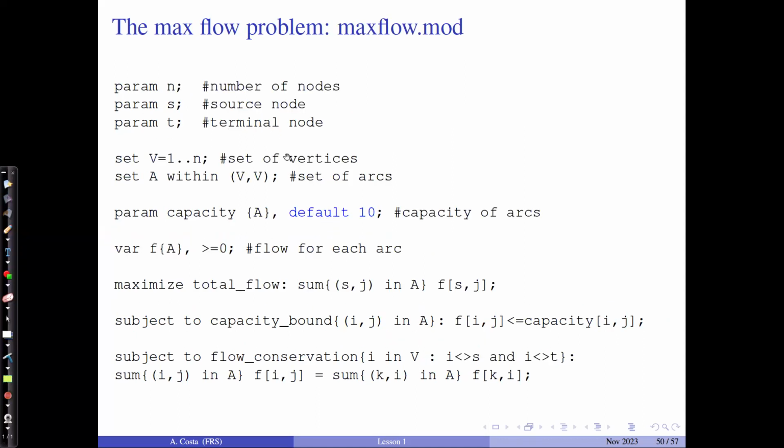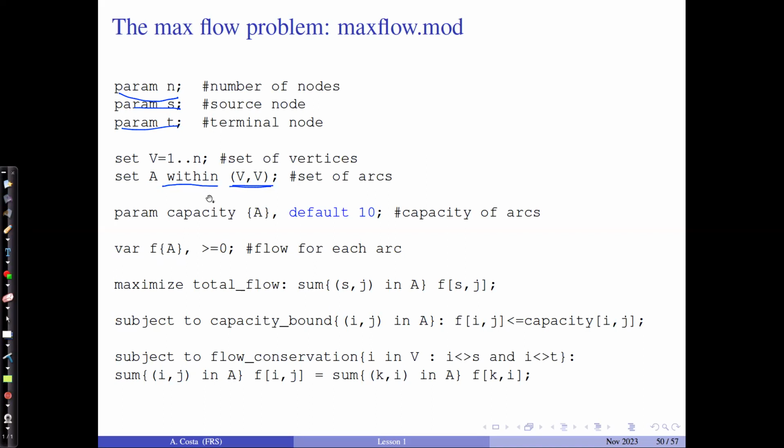So how do we write the model? Well, we have parameters n, s, t, as we say. The set of vertices, we can index them from 1 to n. N is the number of nodes, as before. This within V×V means that arcs are pairs of nodes, a subset of all the pairs of nodes.